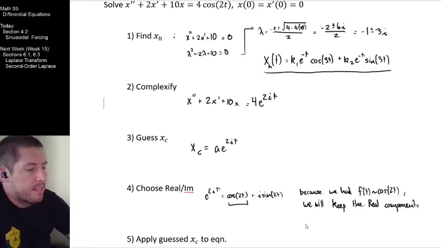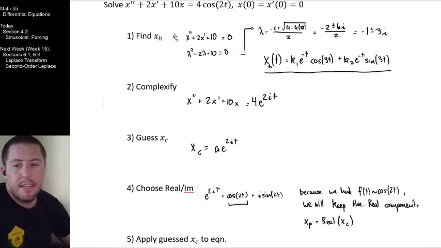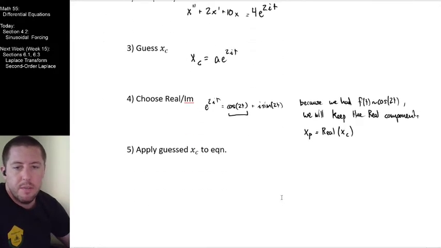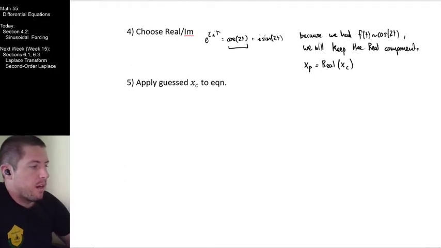Another way I might say this is that the particular solution that we're on the hunt for is the real component of the x sub c solution that we're actually guessing, right? So we're going to find x sub c based on our method of undetermined coefficients. So I want to find a. Then I'm going to find the real and imaginary parts and just discard the imaginary parts because we didn't have those terms in our original differential equation, right? So let's go ahead and apply our guessed x sub c to our equation now.